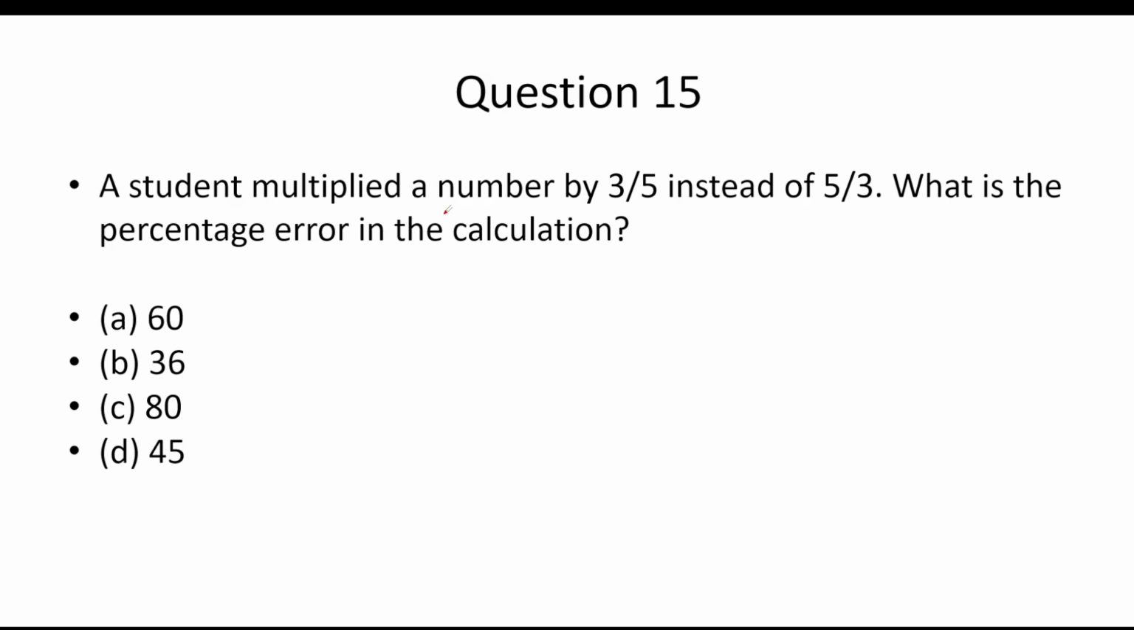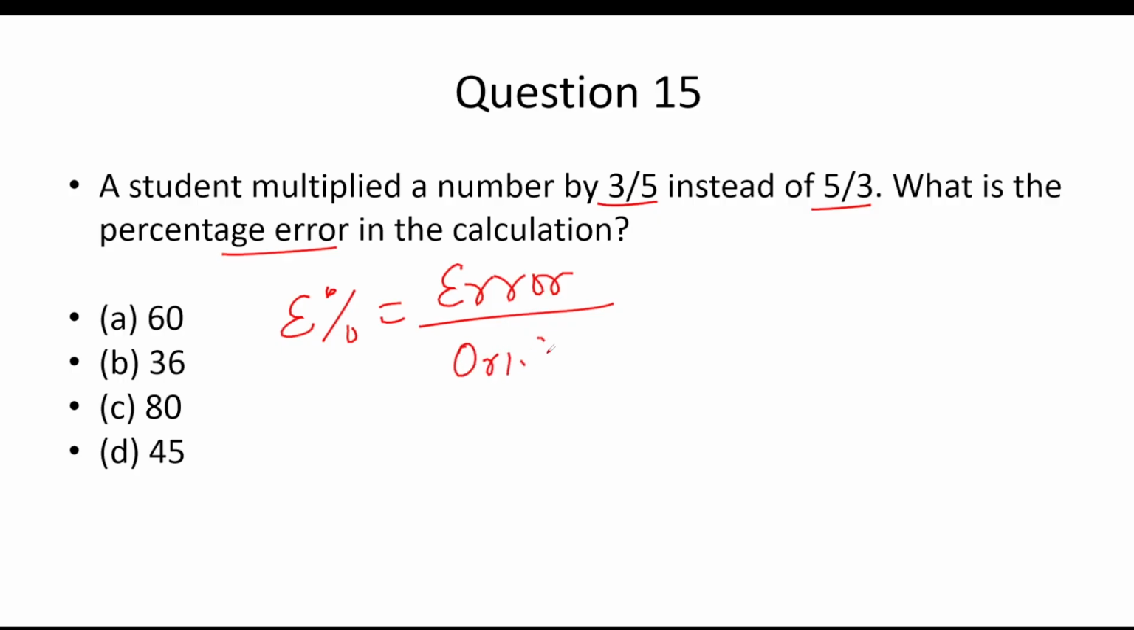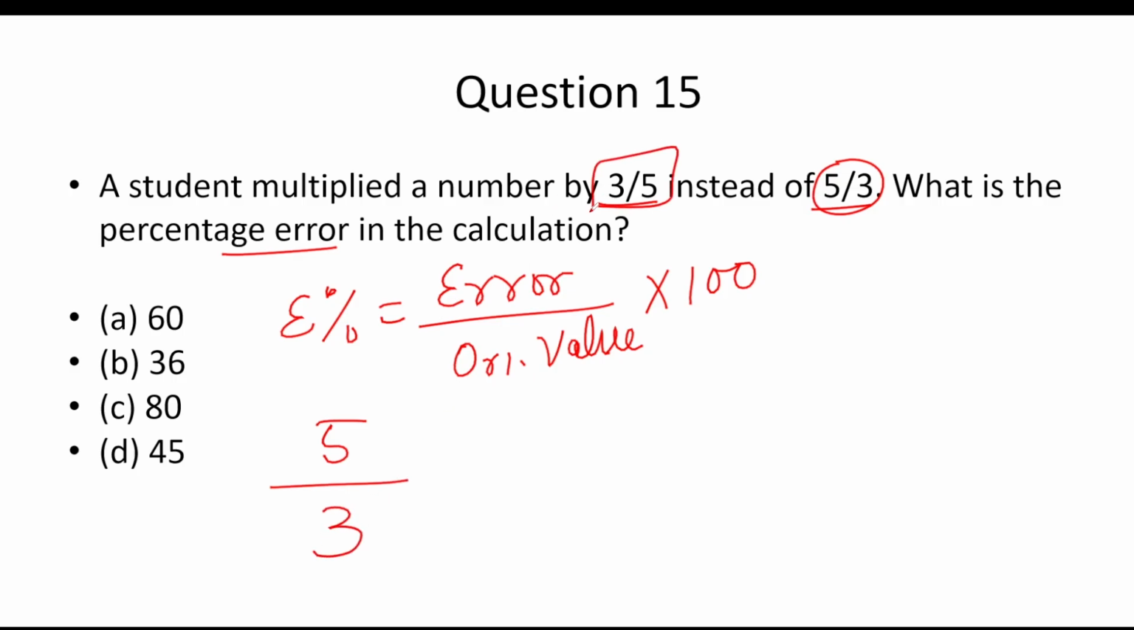Next question: a student multiplies a number by 3 by 5 instead of 5 by 3. What is the percentage error? How do we find error in percentage? In the numerator we write the error, in the denominator we write the original value, and we multiply with 100. So instead of 5 by 3, this is the correct value. 5 by 3 is the correct value. What is the incorrect value? 3 by 5.